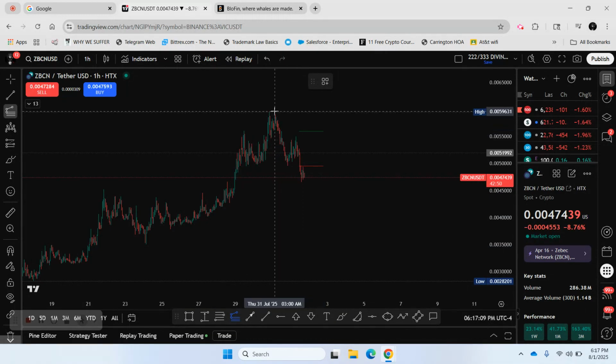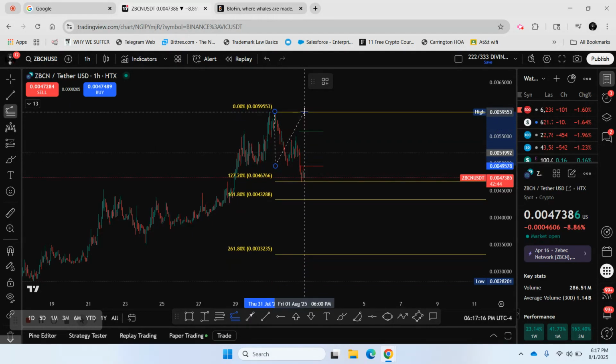So I'm just going to measure the impulse to where it stopped at the neckline, and then we're going to bring it back up. We already have hit extension number 1, our first target. So it's been hit. Now, the second target is here. I feel like we really can get to this level.